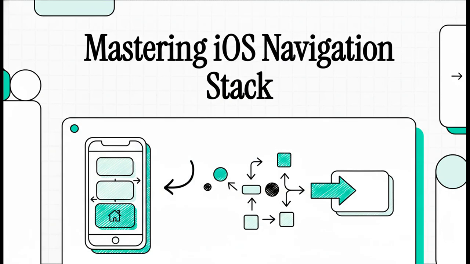Have you ever been using an app, maybe Instagram or your iPhone settings, and wondered how it perfectly remembers every single screen you visited? You tap back and back and back, and it retraces your steps flawlessly. Well, that's not magic. It's the iOS navigation stack, and we're about to break down exactly how it works.